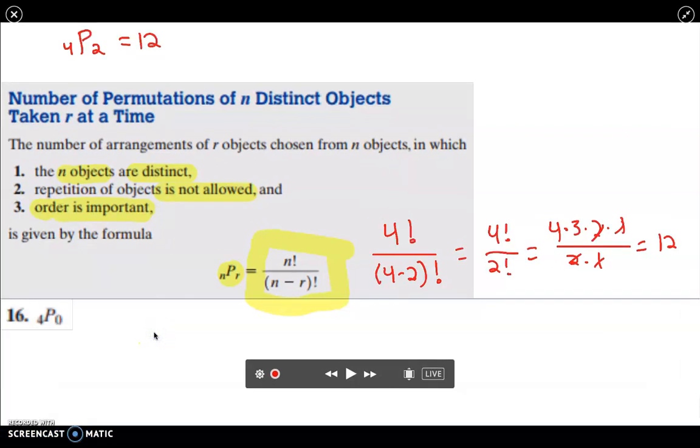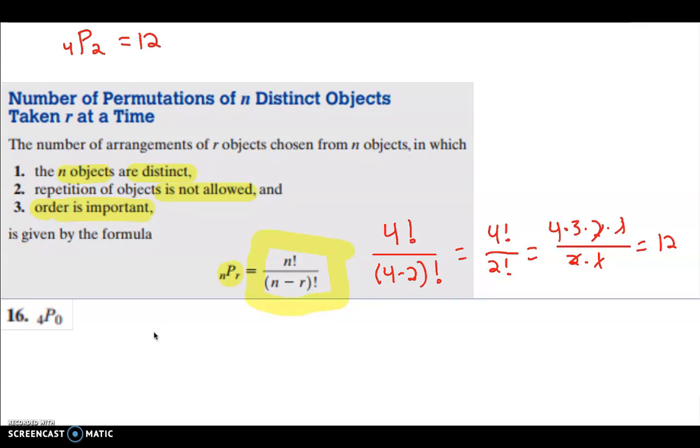But just know that that's the formula. You don't have to know exactly where the formula comes from. You just need to be able to calculate these things.